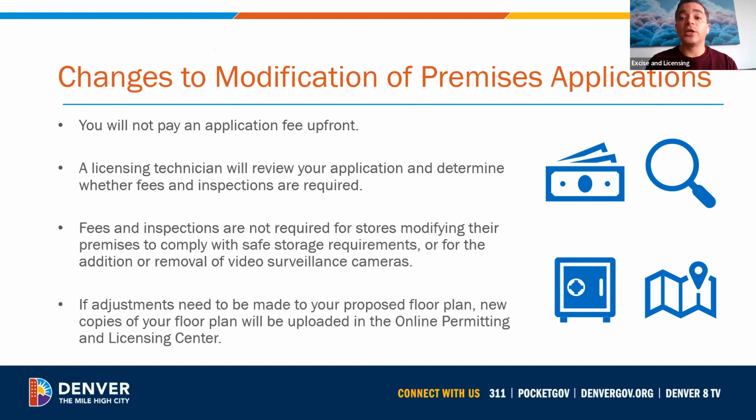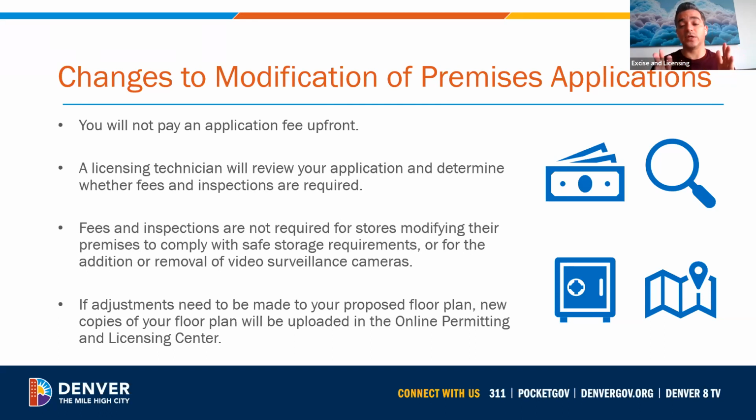So, changes to the modification of premises applications. This is something that we just want everyone to be aware of. It is different from how modification applications were submitted when we were accepting only paper applications, but you will not be paying an application fee up front. Instead, a licensing technician is going to review your application and determine whether fees and inspections are required. So the question that you may be asking is, how do you know whether fees or inspections are required?